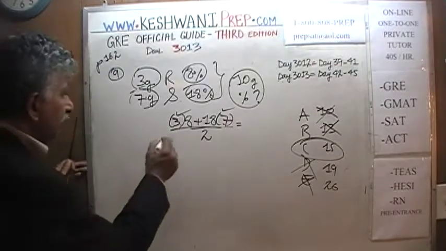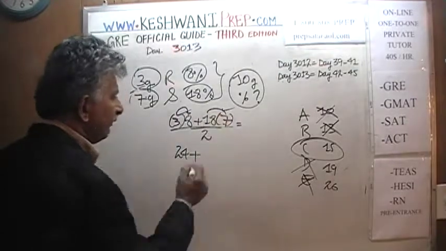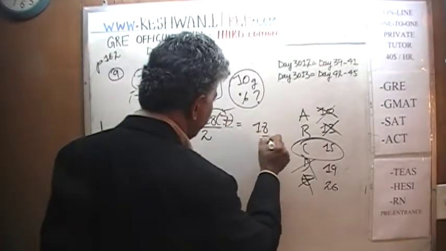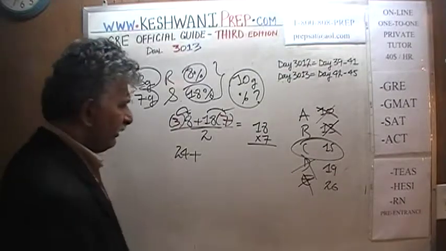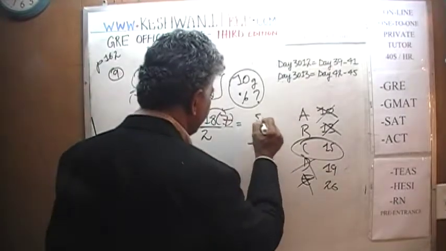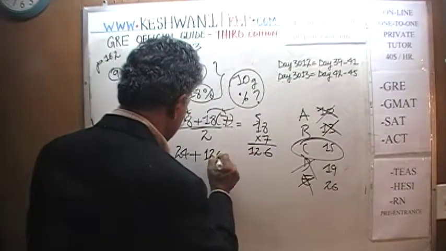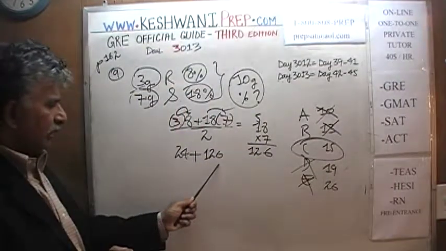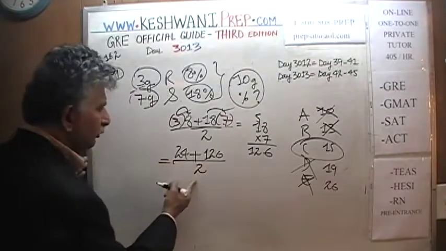Let's find out, shall we? 3 parts of 8 is 24. And 18 times 7, well, I don't know what 18 times 7 is. 7 times 8 is 56, so 56 plus 70 is 126. 6 plus 7 and 5 is 12. Oh, what do you know? 126 and 24 is 150. It should not say over 2.